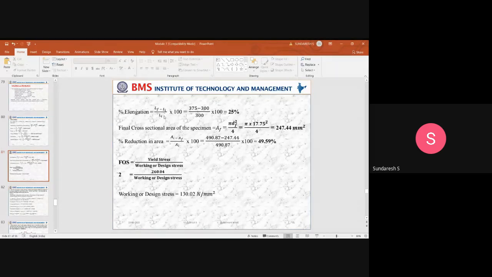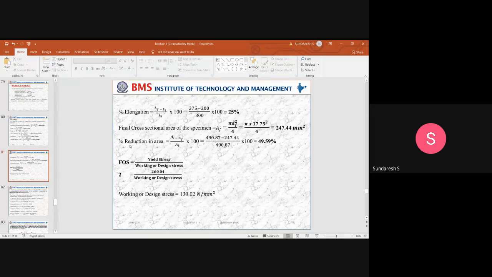They ask for percentage elongation. Percentage elongation is nothing but the change in the length: the final length minus initial length divided by the initial length. Percentage elongation and percentage reduction in area both will give you a property of a material called ductility. Please remember this. So how do you measure ductility?